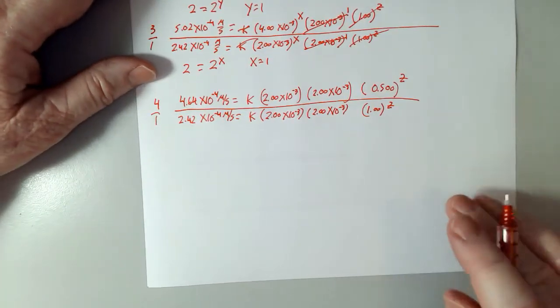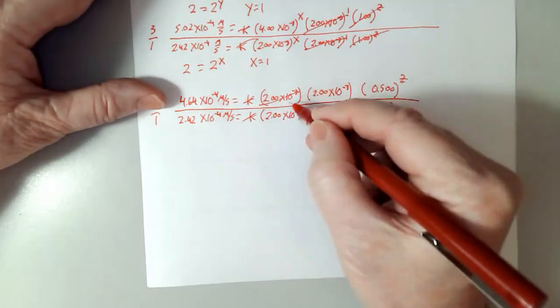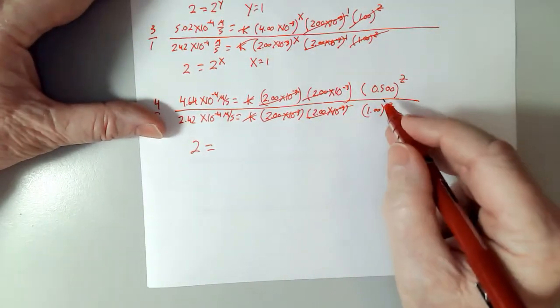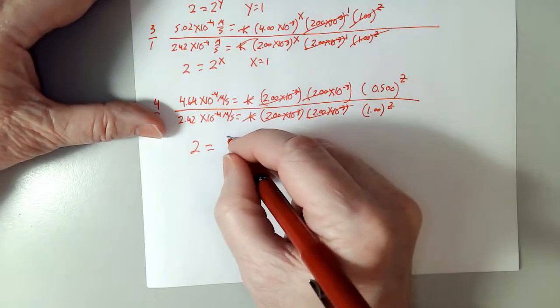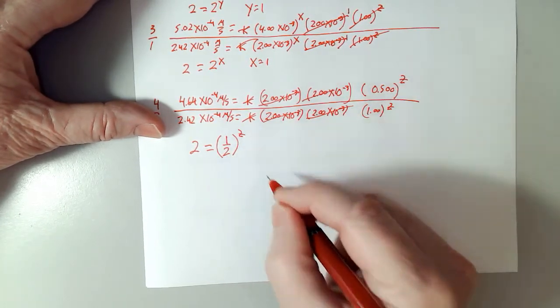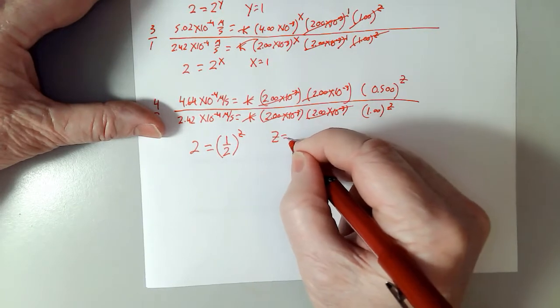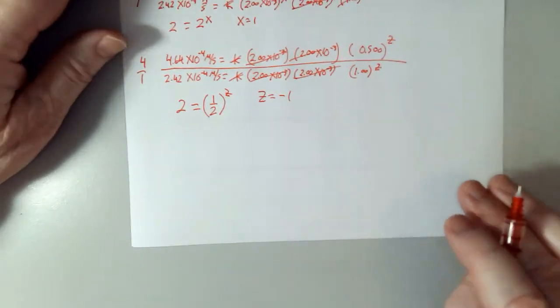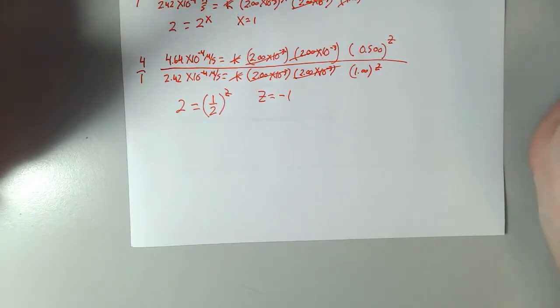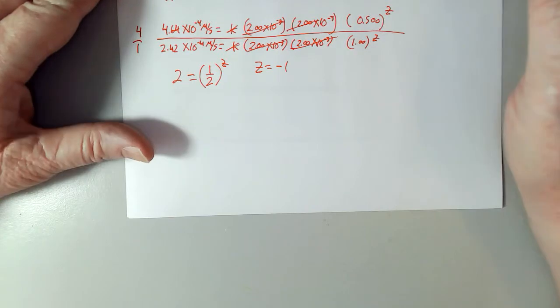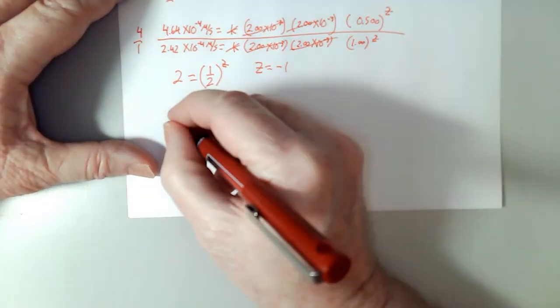So what I'm seeing now, after these all cancel out, is something a little bit different. 2 equals 0.5, or 1/2 raised to the z. And z must equal -1, which means what is happening is that since I said hydroxide is functioning as a catalyst, it's an inhibitor. It's making the reaction slow down rather than speed up.